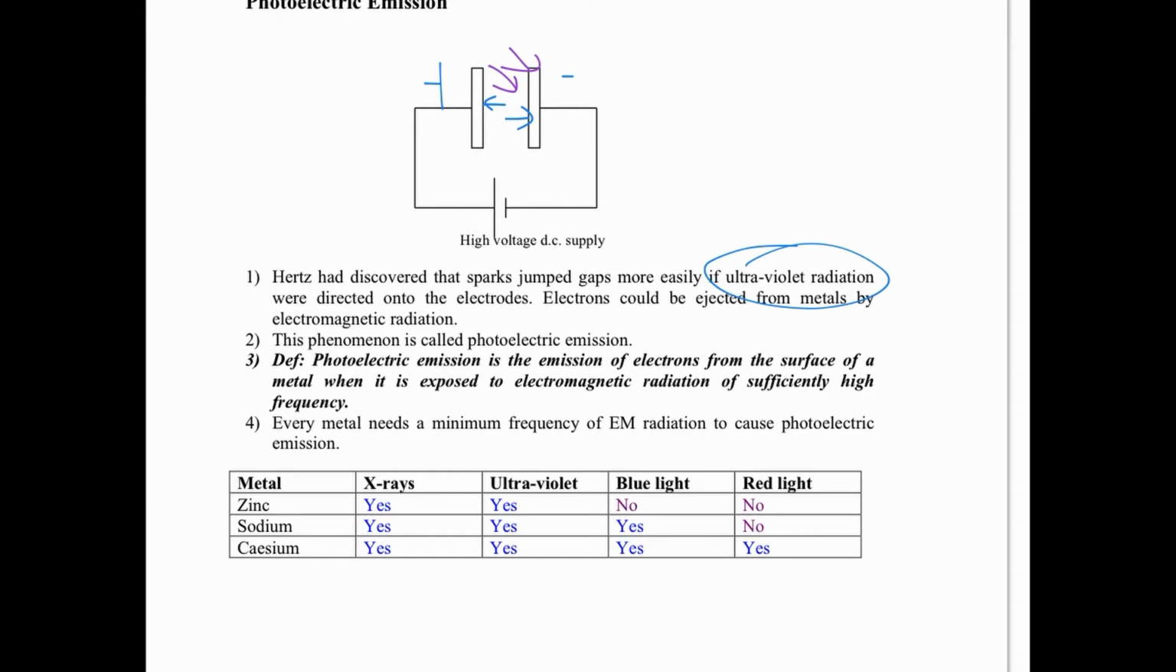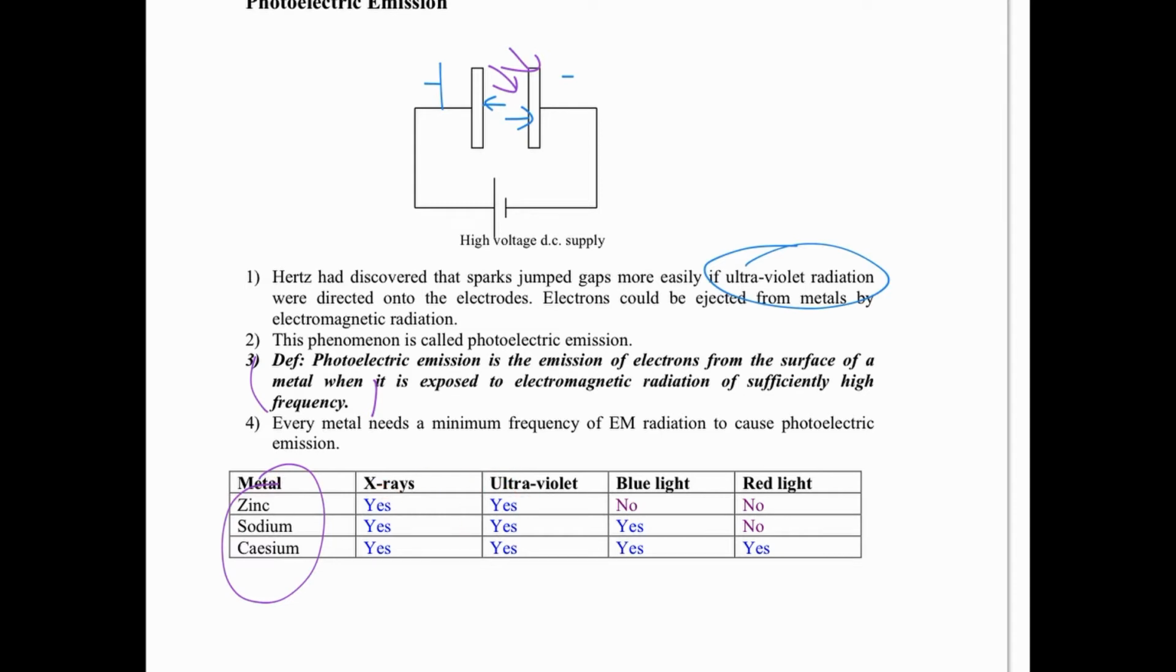So this phenomenon, they found out later on, is that if you want electrons to be emitted from the surface of the metal, you will need EM radiation of sufficiently high frequency. So the phenomenon of photoelectric emission, this is the definition: emission of electrons from the surface of metal when it's exposed to EM radiation of sufficiently high frequency. Now you will notice that different metals require different minimum frequencies. For example, zinc requires ultraviolet frequency and above.